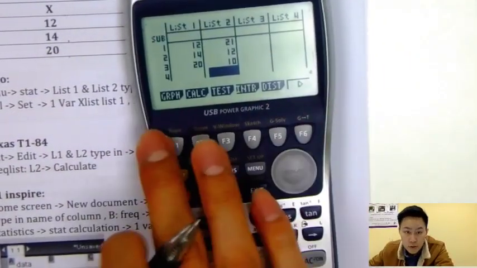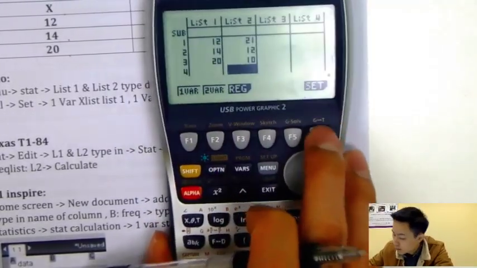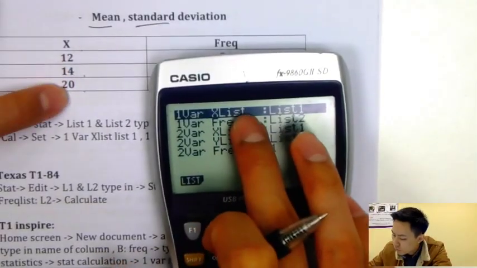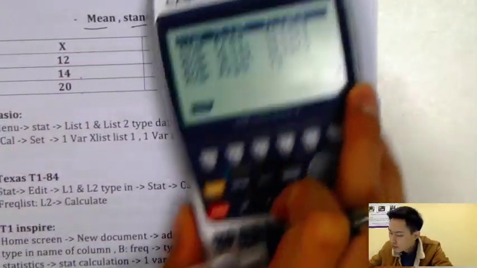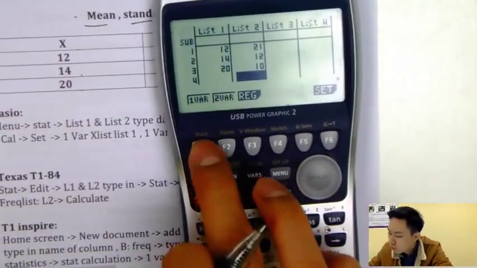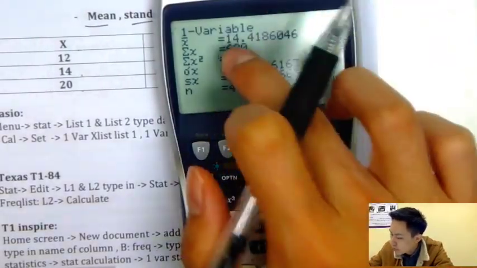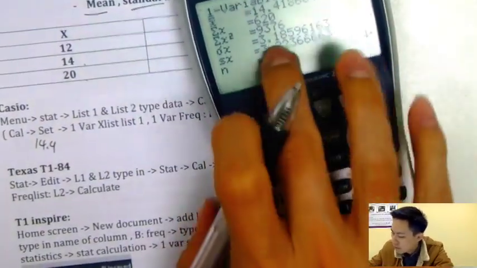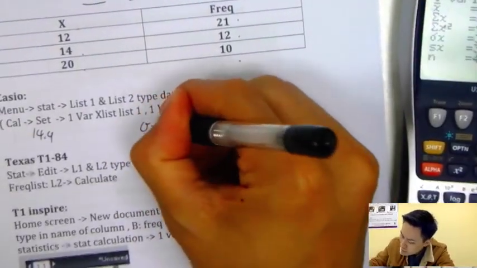Then you go to F2 calc, and then you go to set. Make sure this is one variable. One variable is list 1, and the frequency list is list 2. Then you go to one variable calculation, and you get the mean, which is this symbol, x bar. It's 14.4, and if you go down, you see the standard deviation, which is 3.19.